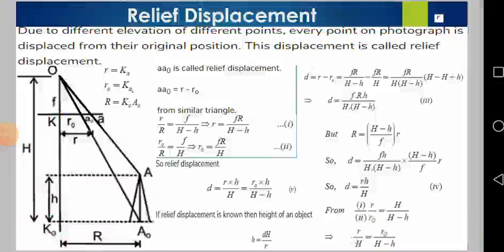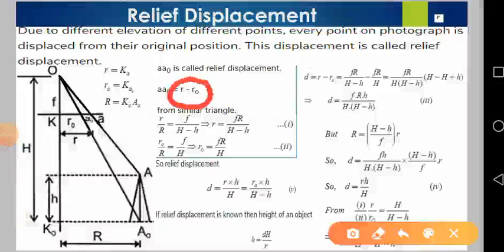So we will rewrite this expression as r naught equals, you shift r, f into capital R divided by h. So we get expression number 2. Now the relief displacement, as initially defined, is r minus r naught. So this is nothing but our relief displacement expression, r minus r naught.